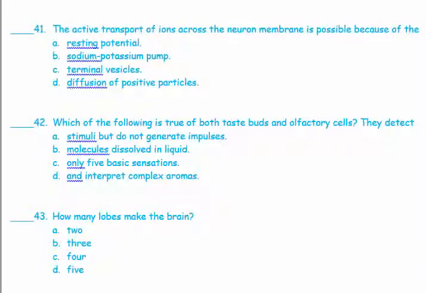Grade 11, this is the continuation of the answer of your revision sheet for biology. Number 41. The active transport of ions across the neural membrane is possible because, of course, we said before that the ions, in order to pass from one point to another, require the sodium-potassium pump. So for number 41, the answer is B.